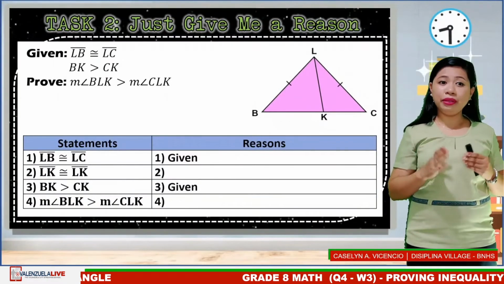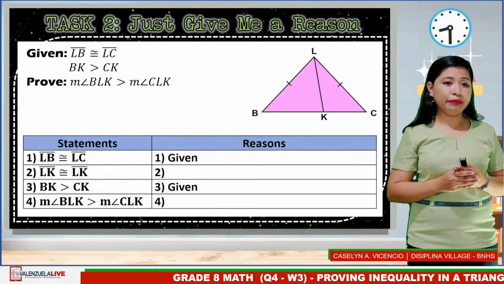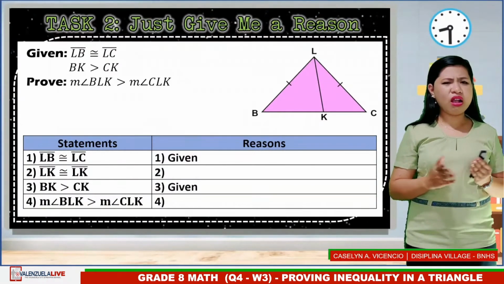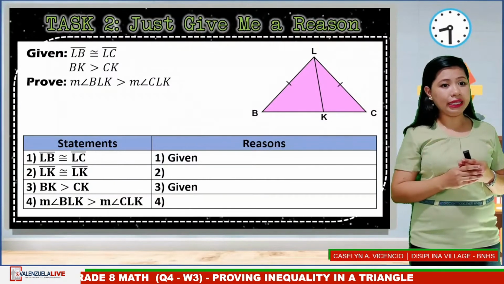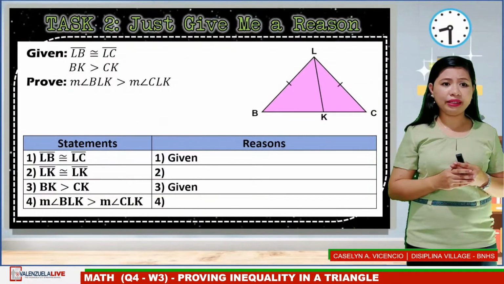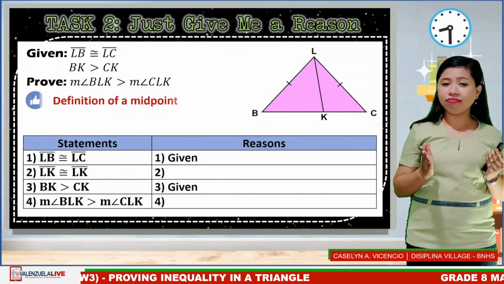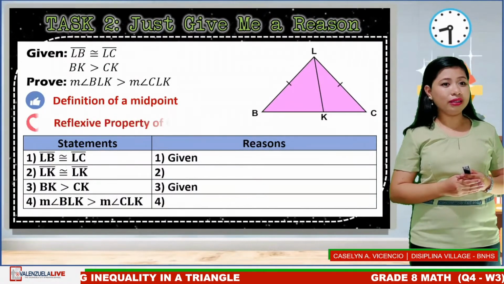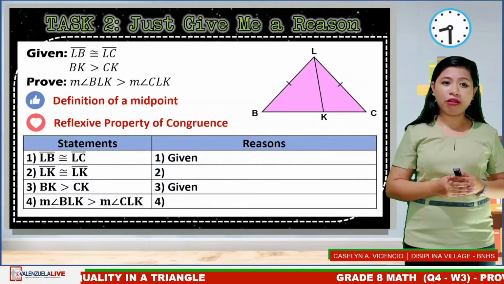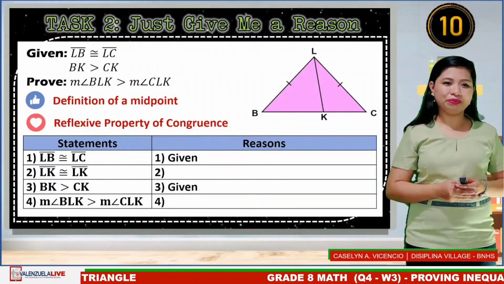Again, statement number 1 and 3 are from our given information. For what reason is the side LK is congruent to side LK? Is it like, definition of midpoint? Or heart, reflexive property of congruence? The timer starts now.